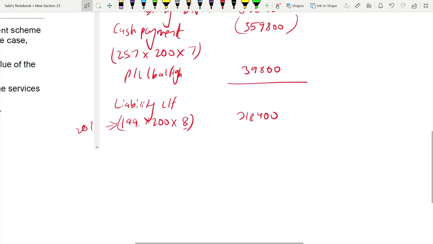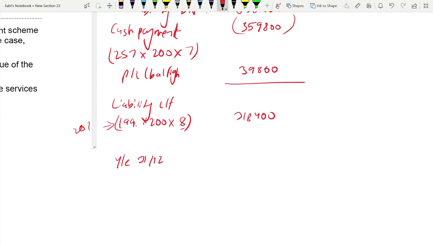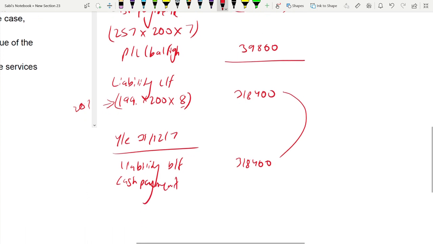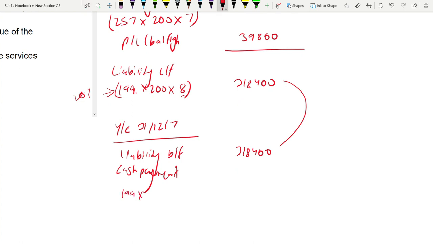Now, moving on to year ended 31st December 2007. Liability brought forward. It will be this 318,400. Here also cash payment. Know that this is the layout when you exercise options. Share appreciation rights, cash payment, 199 into 200. This time it is 10, because intrinsic value and fair value are same, 10. But this 10 is the intrinsic value. Cash payments are based on intrinsic value. 398,000, you deduct. Profit and loss is the balancing figure.